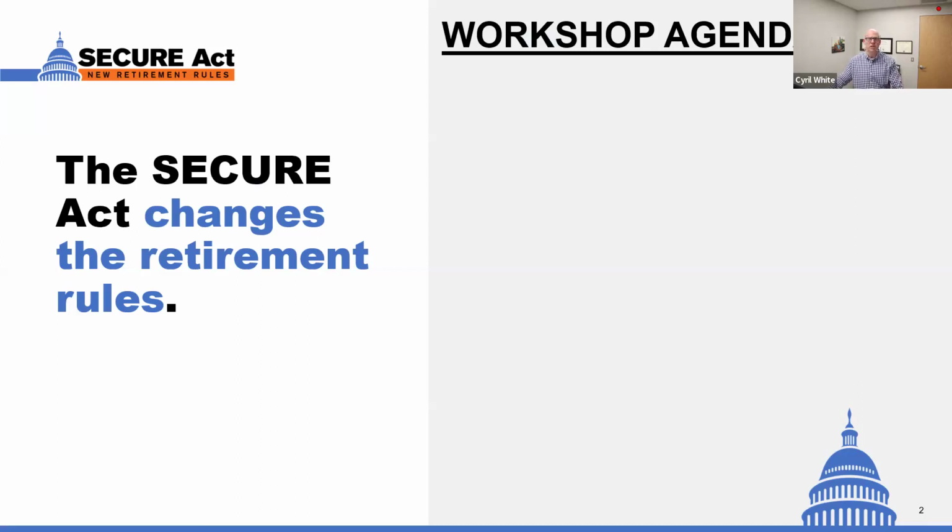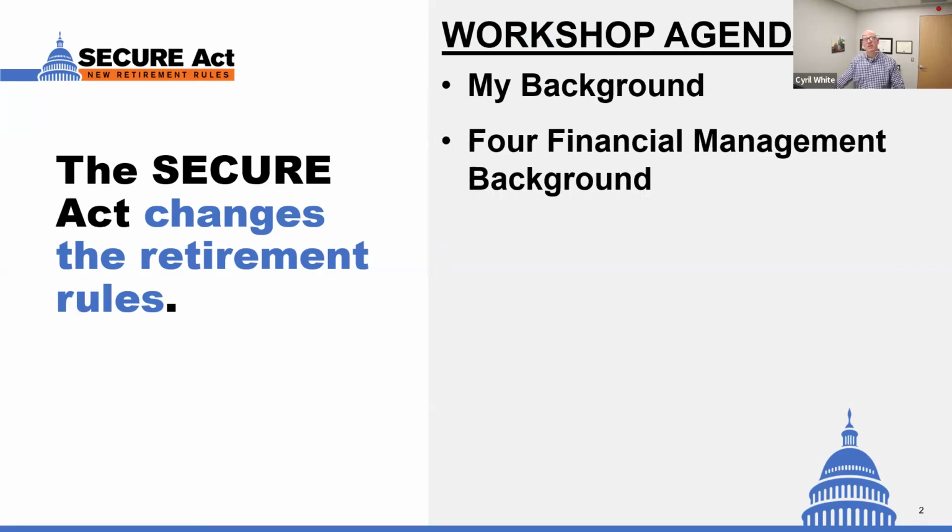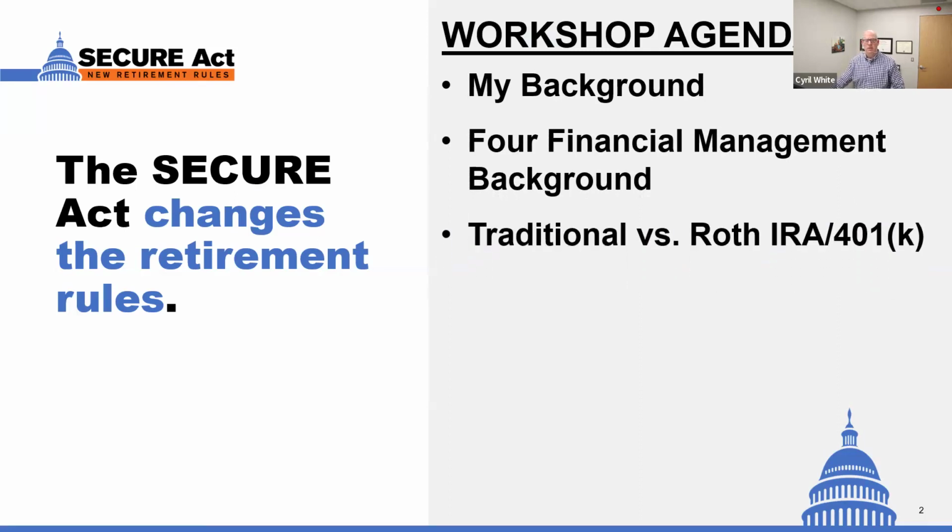So our agenda for today's presentation is, first, I'm going to give you my background, where I come from, what I've done, who I am, and my firm, FOR Financial Management, and our background. Then we're going to talk about the differences between traditional and Roth IRAs and 401ks. IRA stands for individual retirement accounts. Many of you, I'm sure, know what those differences are. You hear about them all the time. However, having done these a lot, I know that some people don't know what the differences are, and that's okay, because we're going to cover them.